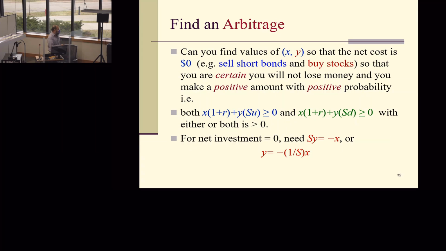And in addition, I want the net investment to be 0. So that means the number of shares I'm purchasing times the stock price equals the opposite of x. If I want to buy 3 shares of stock, each one is $100, I need to borrow $300 from the money market account. So initially, I don't have to come up with any money. If I want to buy 2 shares, each one is $100, I need to borrow $200.